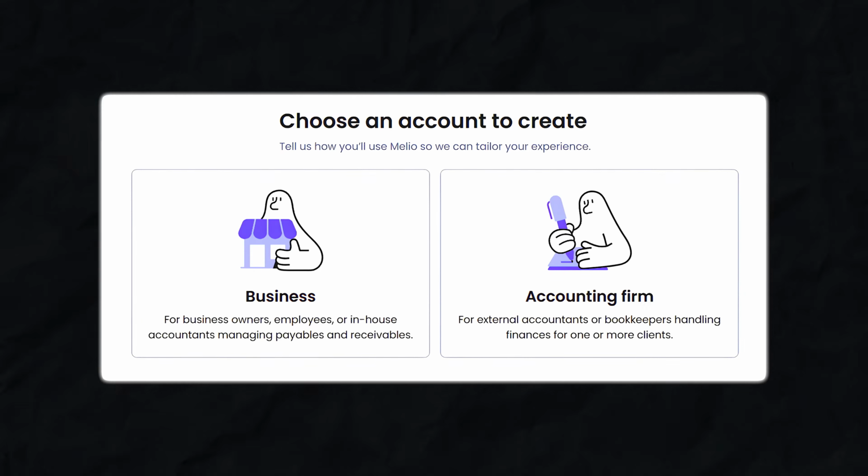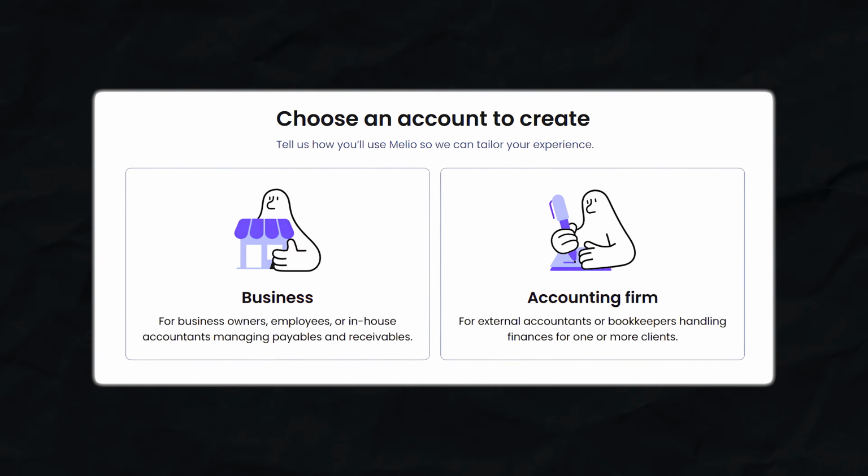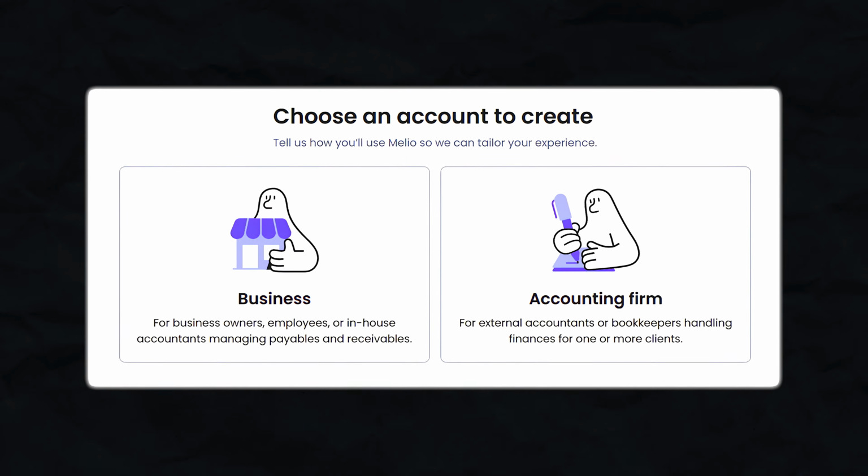Now, when you go ahead and get signed up, you'll be asked whether you're paying vendors or receiving payments. Most businesses choose accounts payable to send payments. You can add get paid later if you want to also accept payments.